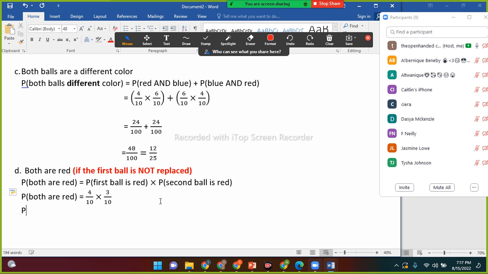Alright, so what was the answer? Final answer. For the probability that both are red is what? Anyone? 3 over 25. 4 times 3, and 12. 12. 10 times 10 is 100. 100. Very good.